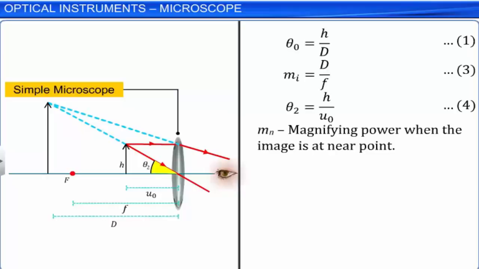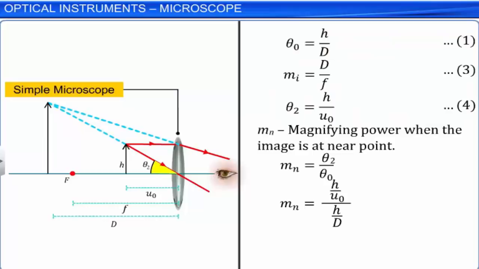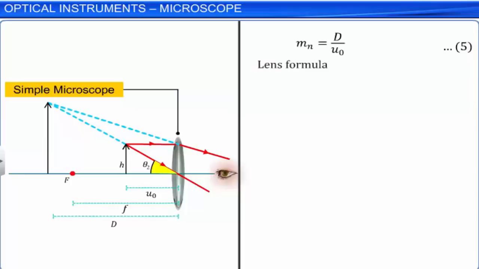But from the lens formula, we have 1 by v minus 1 by u is equal to 1 by f. Using the Cartesian sign convention, we can write that u is equal to minus u0, v is equal to minus D. Substituting these values in the lens formula and then multiplying both sides with minus D, and on further simplification, we get D by u0 is equal to 1 plus D by f. On comparing this with equation 5, we get m_n is equal to 1 plus D by f. Let this be equation 6.